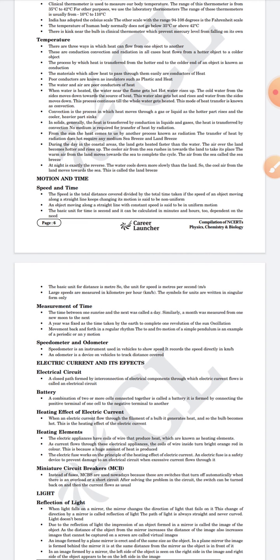Measurement of time. The time between one sunrise and the next was called a day. Similarly, a month was measured from one new moon to the next.